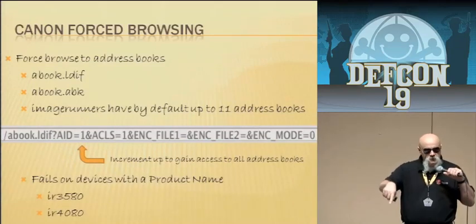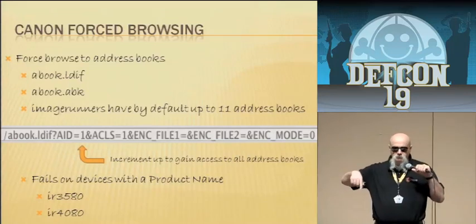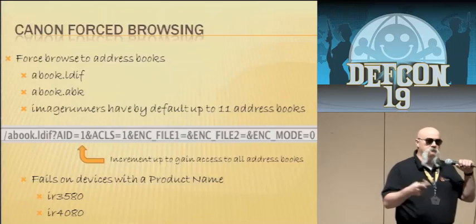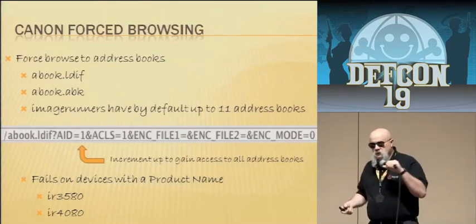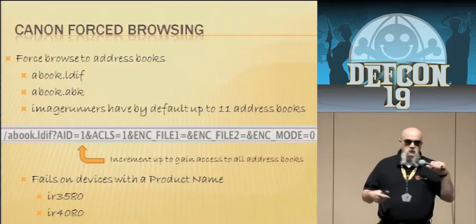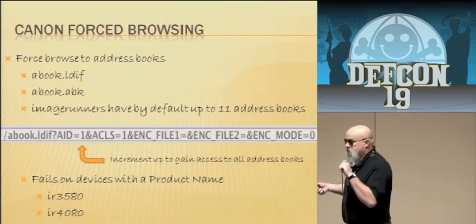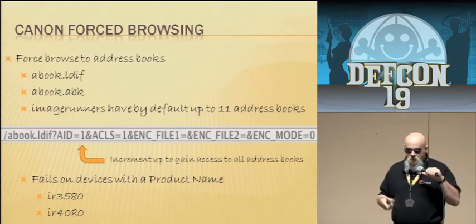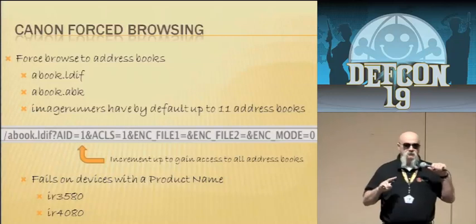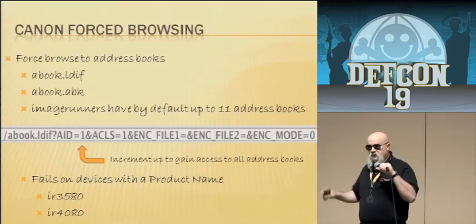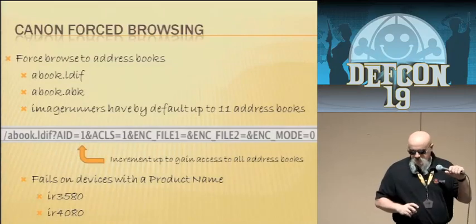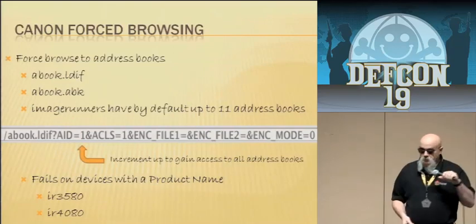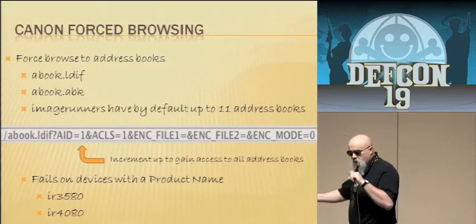Also, a quick note. Early this year, I had mentioned that I thought this was patched in a lot of devices because I was getting failures on a number of occasions. Well, I started analyzing a number of imageRUNNER devices, and I noticed that these two models here, product name IR3580 and IR4080, are the only two that I can find that this fails on. It works on all the others that have this address book functionality. Not that there may not be a way to get around on these devices, but this method fails on them. But it doesn't fail on all the other ones. So let's look at this data.